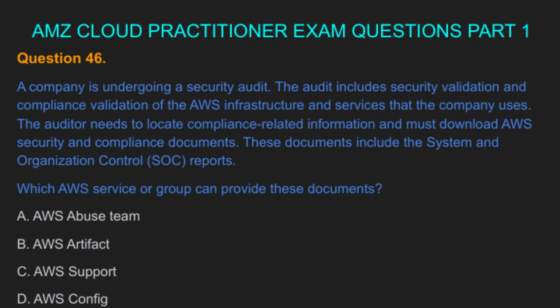A. AWS Abuse Team. B. AWS Artifact. C. AWS Support. D. AWS Config. The answer is B. AWS Artifact. Artifact offers on-demand access to AWS security and compliance reports. It is a central repository for compliance reports from third-party auditors and Service Organization Controls, SOC, reports.